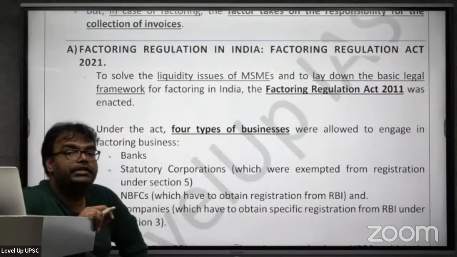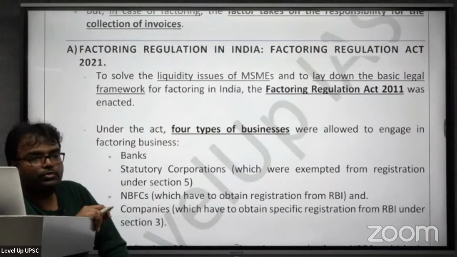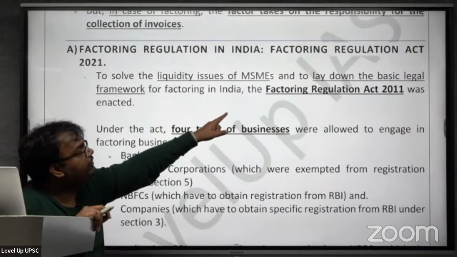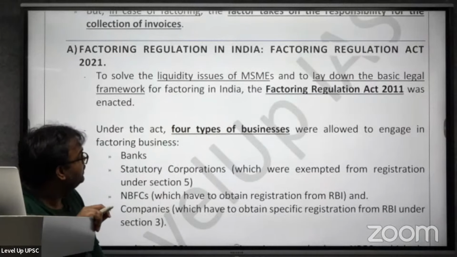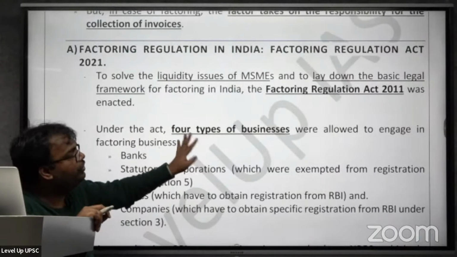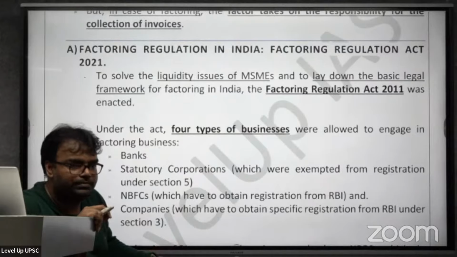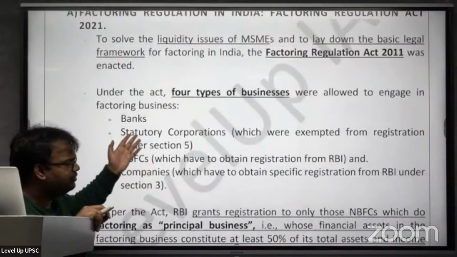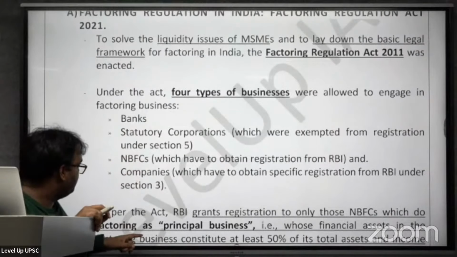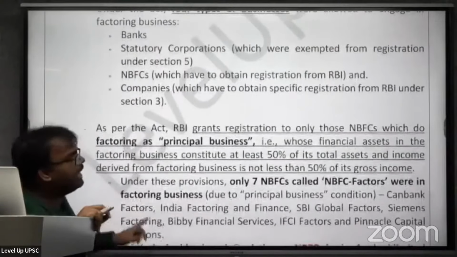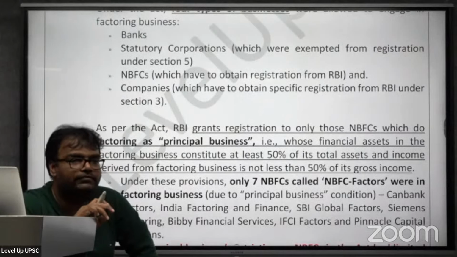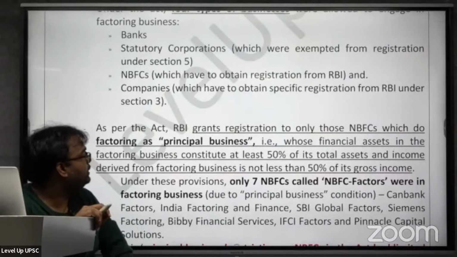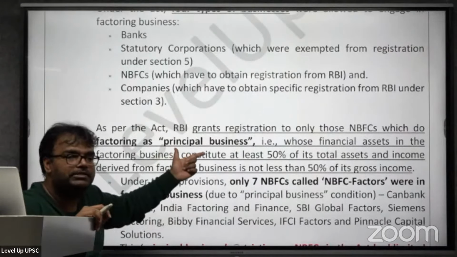Factoring regulation in India. In India, to regulate this factoring, in 2011 we came up with the Factoring Regulation Act. Under this, four types of businesses have been allowed to participate in factoring work. One is banks, statutory corporations, NBFCs, and companies. But as per the Act, only those NBFCs can participate in factoring whose principal business is that of factoring.